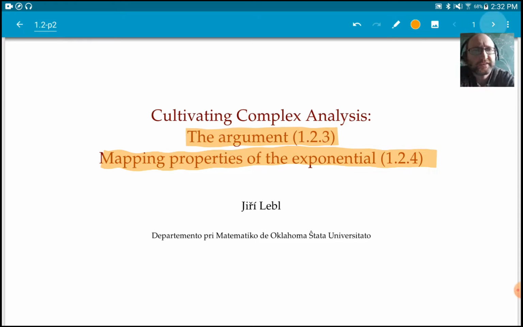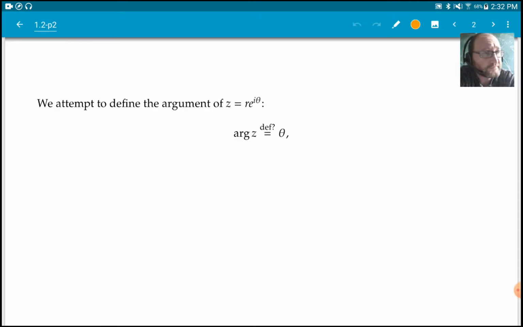All right. So last time we said that if we write a complex number in the polar form, r e to the i theta, then the theta should be the argument. So maybe we can try to define arg z, giving the argument, just like we have modulus, so we want to have argument as well.